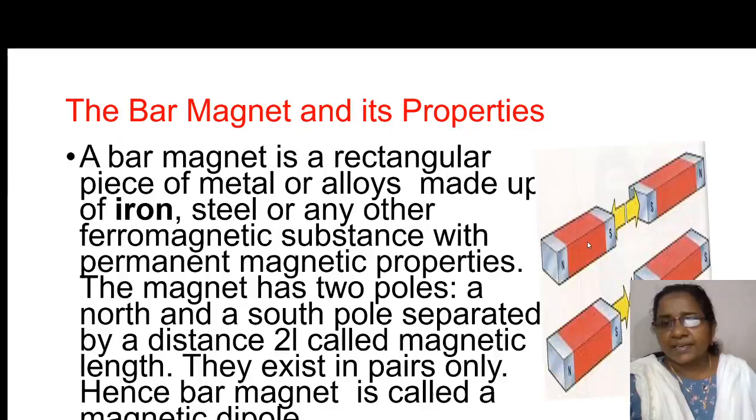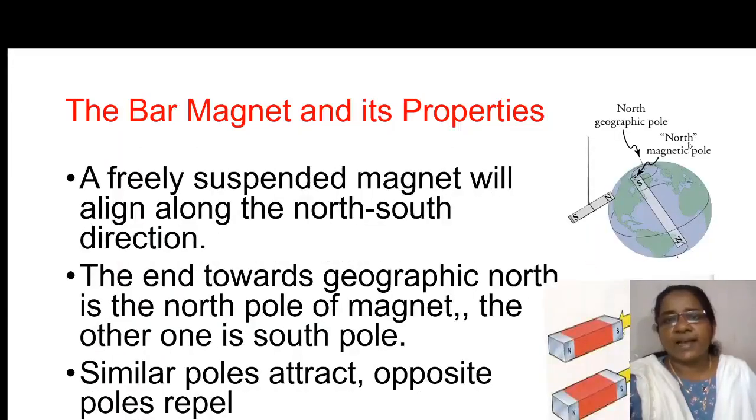When you are cutting a magnet into two halves, this magnet will become two magnets. One pole is here, another pole comes here; here there will be a north pole, here there will be a south pole. You will get two magnets. Whenever you are cutting this magnet into smaller pieces, you will get more and more magnets, but always there will be north and south pole. You cannot separate two magnetic poles. That is why it is termed as a magnetic dipole.